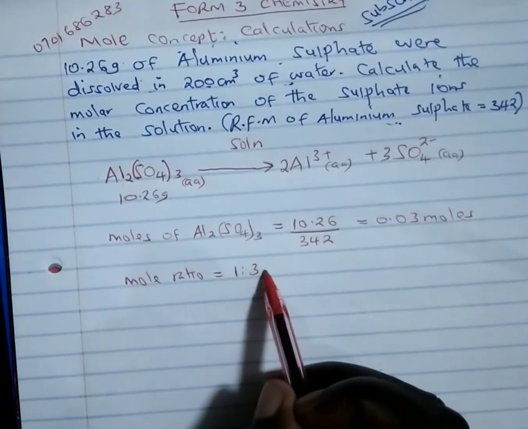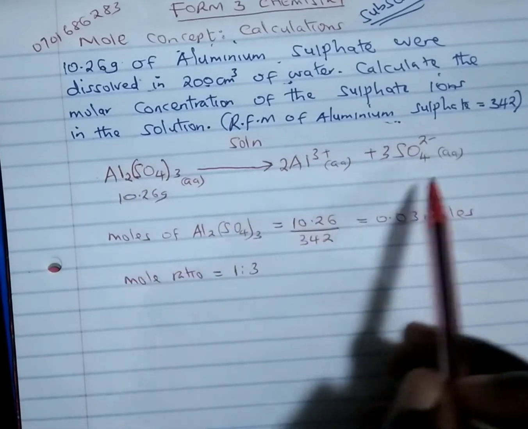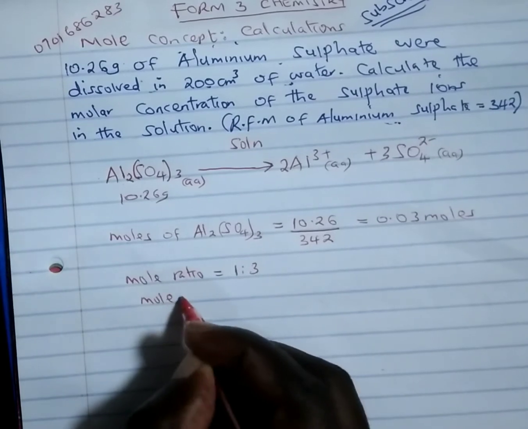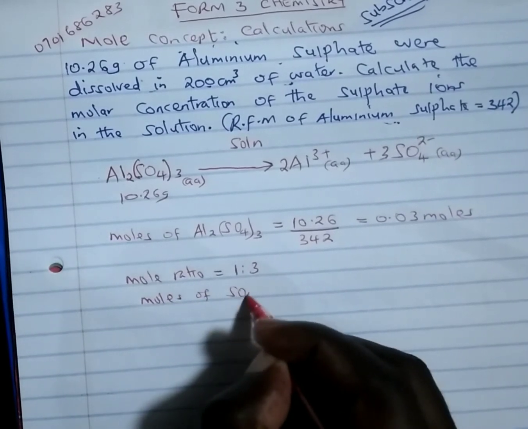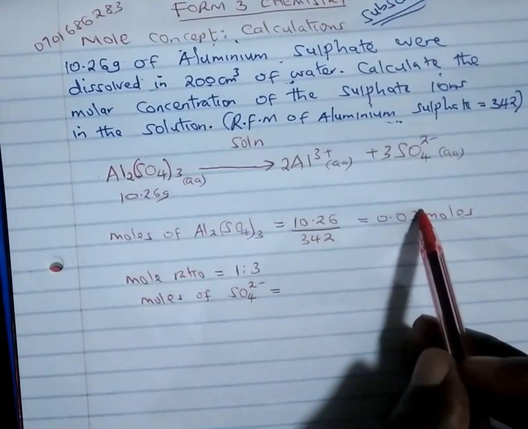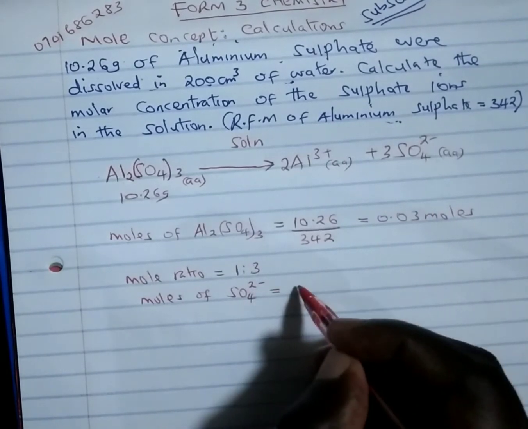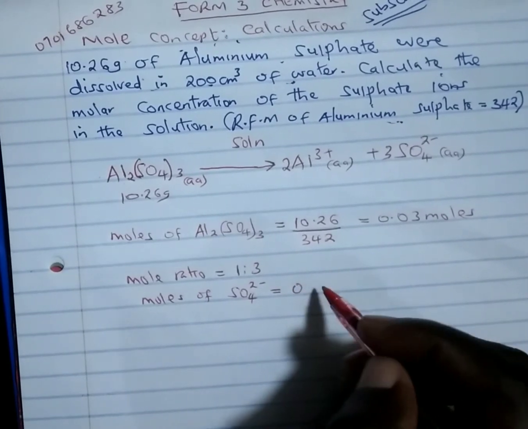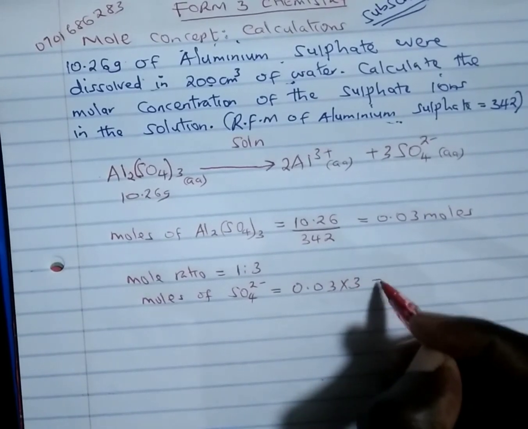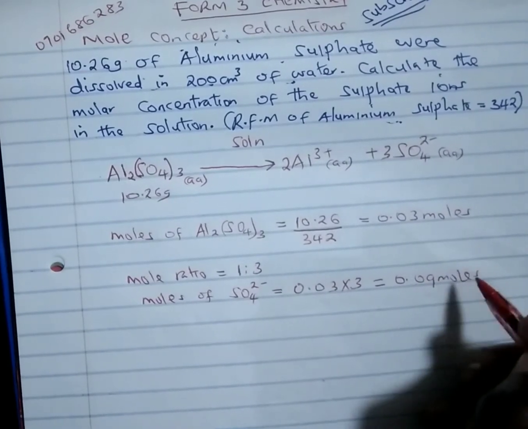If the mole ratio is 1 to 3 and we have the moles of aluminum sulfate, we can calculate the moles of the sulfate. So to get the moles of sulfate ions, you simply take the moles of the aluminum sulfate and multiply by 3 to get the moles of the sulfate ion. So we have 0.03. We multiply by 3 and this gives us 0.09 moles.